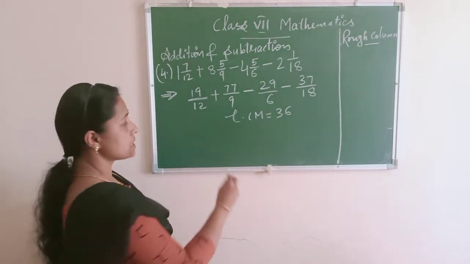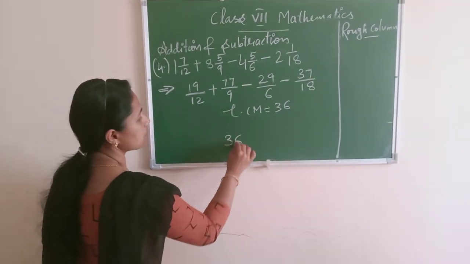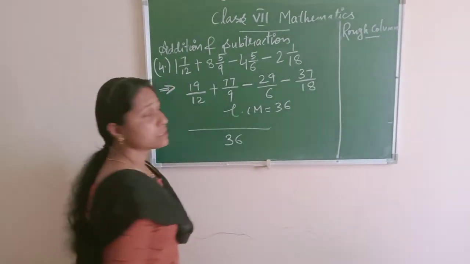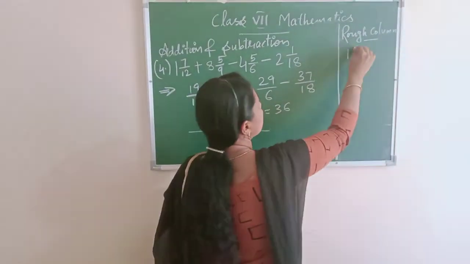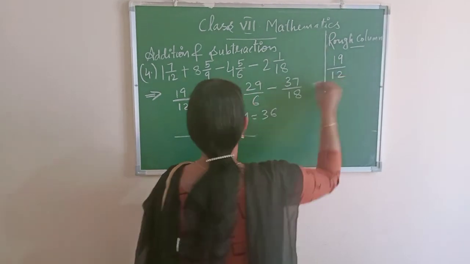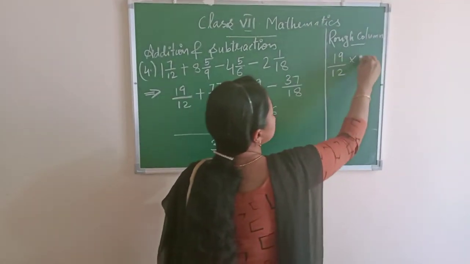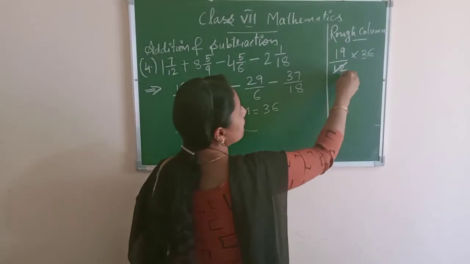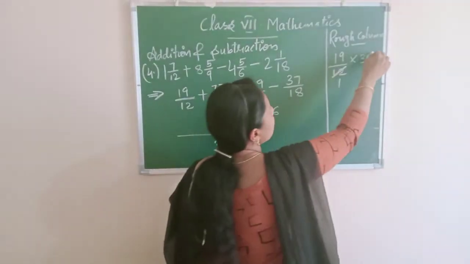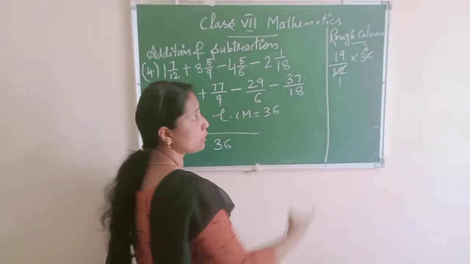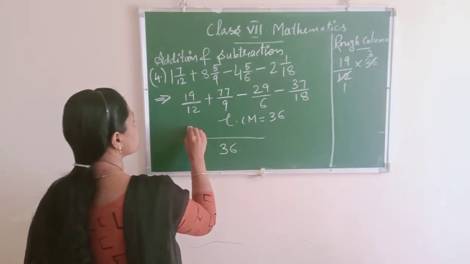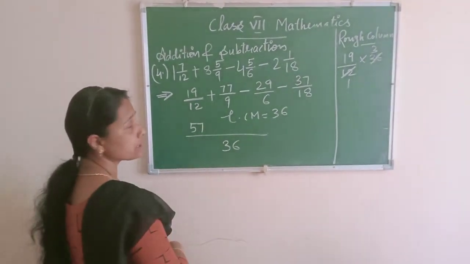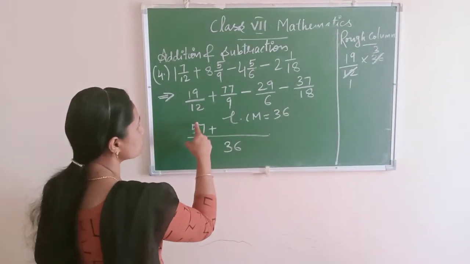After getting the LCM, take the LCM as the common denominator and now change the numerators also. First fraction, 19 upon 12 multiplied by the LCM, 36. 12 divided by 12, 1 will come, and 12 3s are 36. Now multiply 19 into 3, it will come 57. So I have written 57 here and put the addition sign here also.